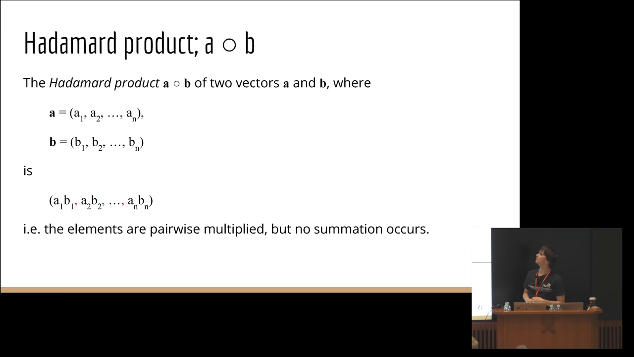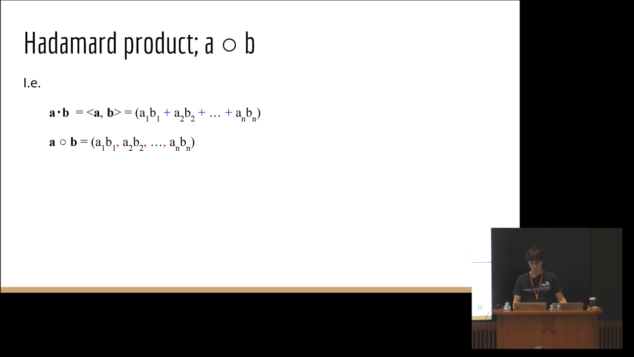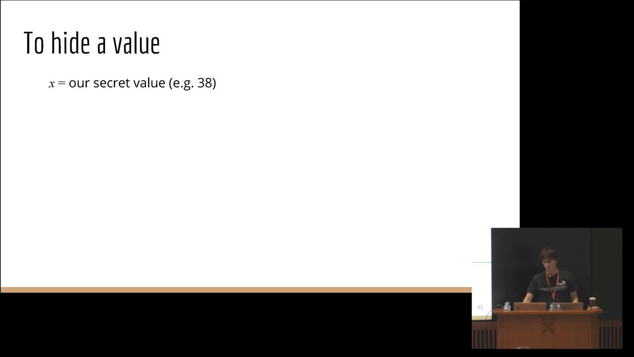There's also something called a Hadamard product. I don't know how to pronounce that, but it's an A with a ring instead of a dot. And instead of summing them together, you don't do the summation part. So you just have the first times the first as the first entry, the second times the second as the second entry, and so on, as a vector. We're going to use this later on. If you remember these two, that's helpful. The A with a dot, or the A, B with brackets, is the dot product, and the other one is the Hadamard product.